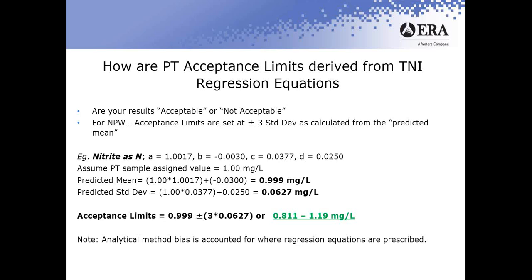per liter. Now, one of the things that I'd like to note about using a regression equation is that most of the analytical method bias is accounted for where regression equations are prescribed. So you don't have to worry about it so much. If you're using a common method, you don't have to worry about your method yielding results that don't typically fall within the acceptance ranges.